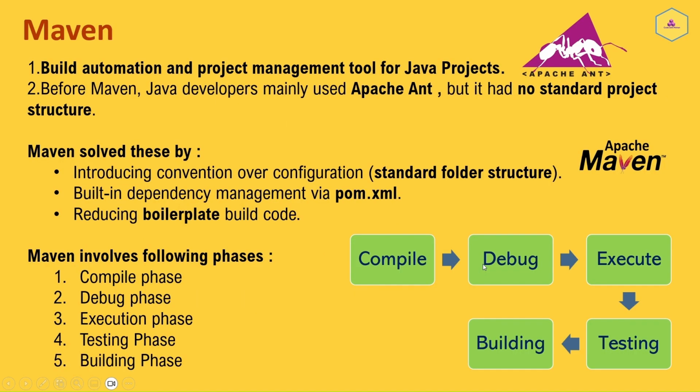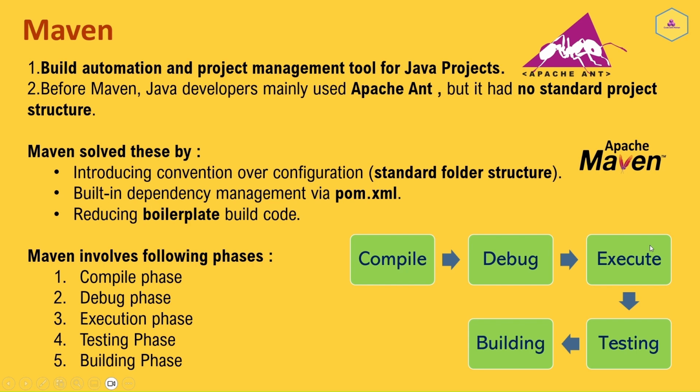Maven is a build automation and project management tool mainly used in Java projects, developed by the Apache Software Foundation. Maven is controlled by a single XML file, also known as the pom.xml file. We'll know more about this pom.xml file in upcoming videos.